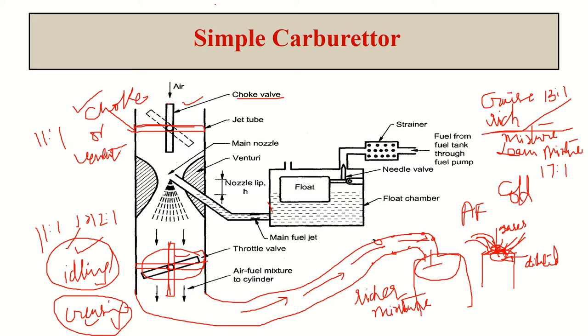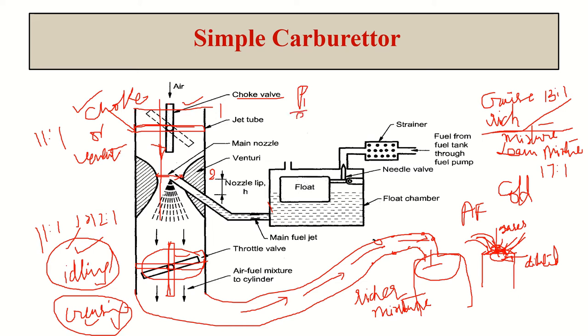Now, let me explain a simple carburetor. As I've already mentioned, this is what I call the choke tube or venturi tube. You know what really happens when the air passes like this. Here it is at a larger area. When it passes through this smaller area, according to Bernoulli's equation, at this point pressure decreases and velocity increases. If you consider this as condition 1, this is condition 2.